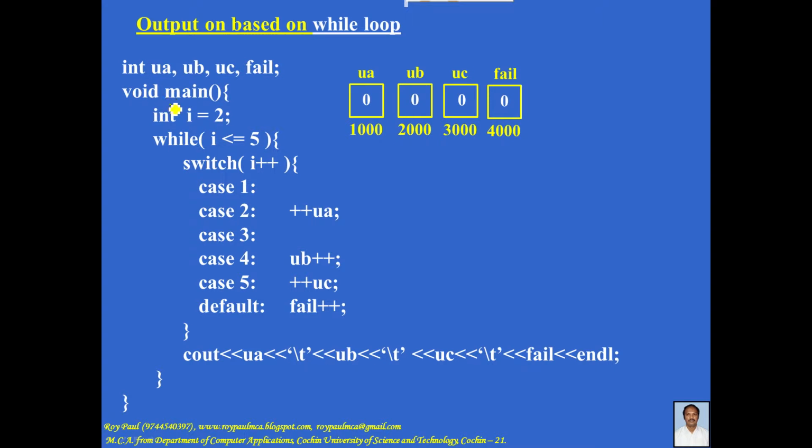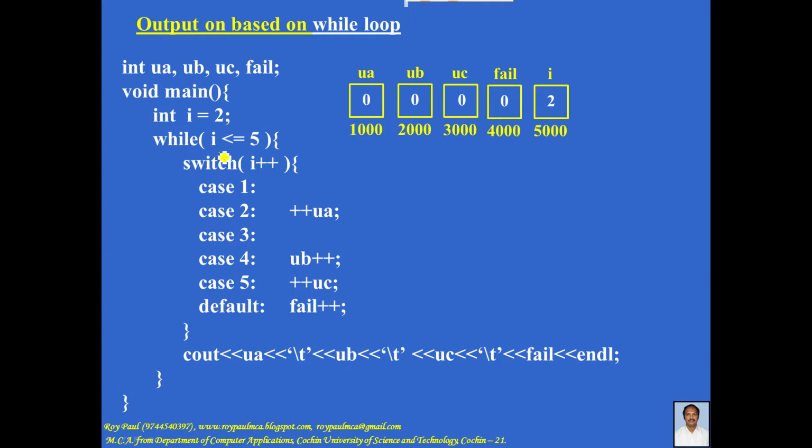Second step, execution of a C++ program starts at the main function and it ends at the main function. Int I is equal to 2. Memory should be allocated for I. It contains the initial value 2. Now the while loop condition is checked. I contains 2, so 2 less than or equal to 5, condition true, control comes inside.